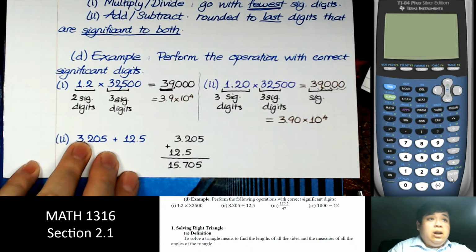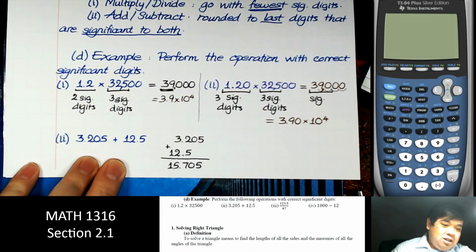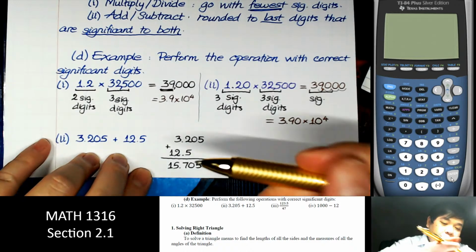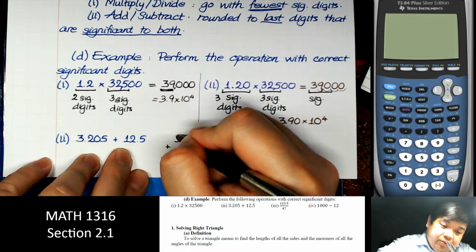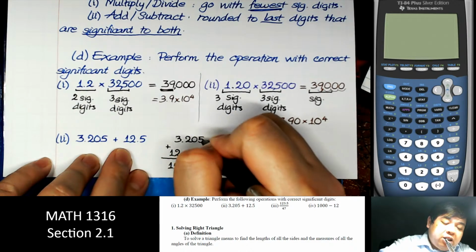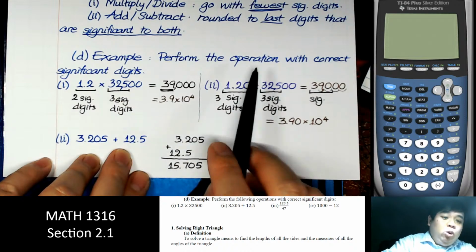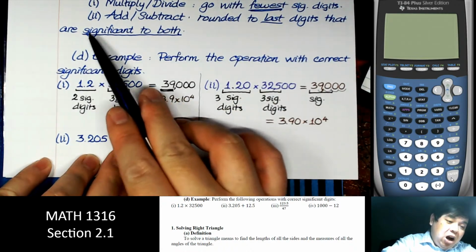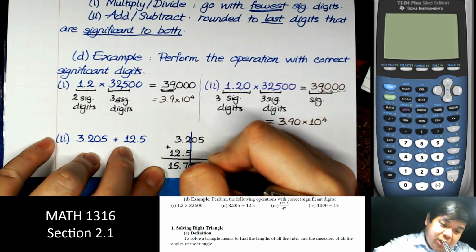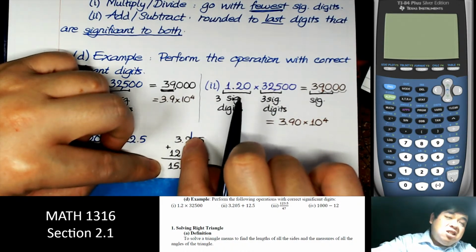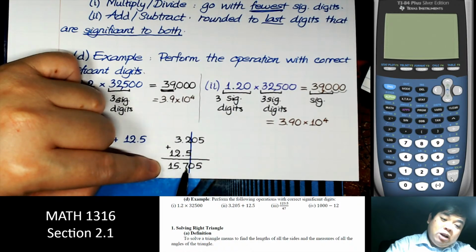Now the question said with the correct significant digits. So which of them are significant? All of those are significant, but we have to round it to the last digit that is significant to both. We have to round to this point because those are the last digits that are significant to both.